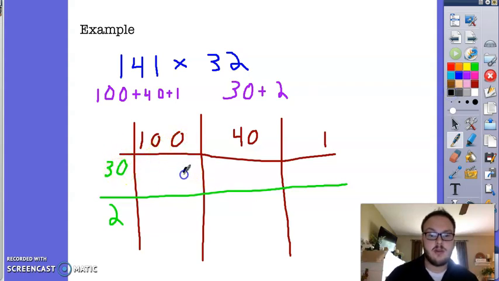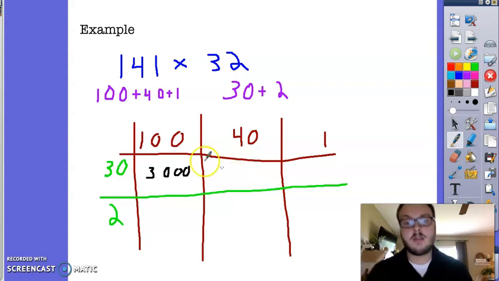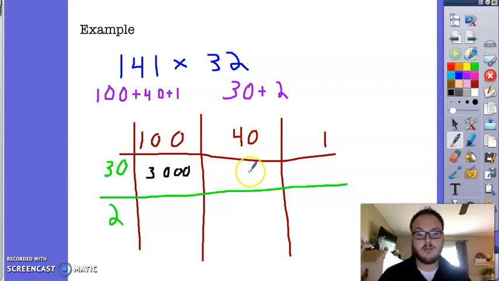Count my zeros. I have 1, 2, 3 zeros in between 30 and 100. Now I just do 3 times 1 to get 3,000. I stay with the same row times the next column. I've got 2 zeros. Then I do 4 times 3, which is 12. Stay in my same row. Do 30 times 1. We don't really need to count the zeros because we know anything times 1 will always be that number. So that's going to be 30.